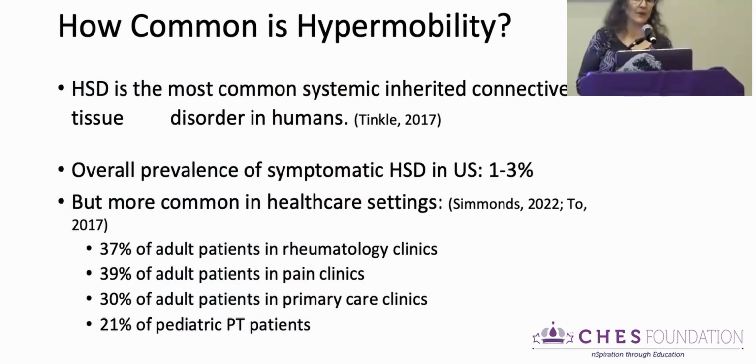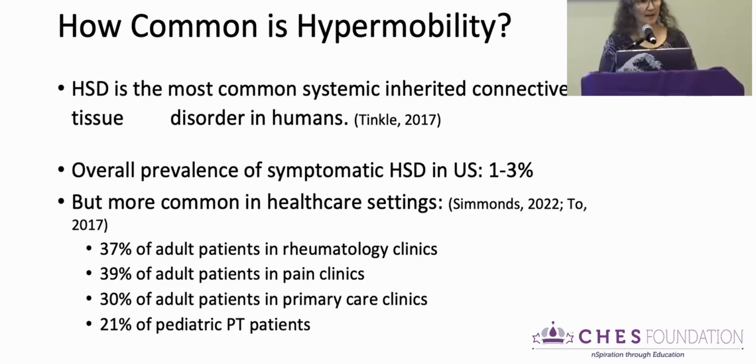So how common is it? We don't really know because we don't have any population studies, right? You don't go door to door knocking on doors saying, can I see how stretchy you are, and asking if you're symptomatic. We do know it's the most common inherited connective tissue disorder. We think the overall prevalence of symptomatic hypermobility in the US is about 1 to 3%, much higher in women than men. 80% or more are women.